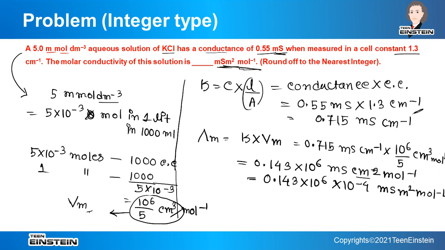So this is the unit in which we have to express it. So 0.143 × 10^6 × 10^-4, that means 10^2. So ultimately it will be 14.3 millisiemens meter square per mole, and if it is rounded off to the nearest integer, it will be simply 14. So the answer will be 14.